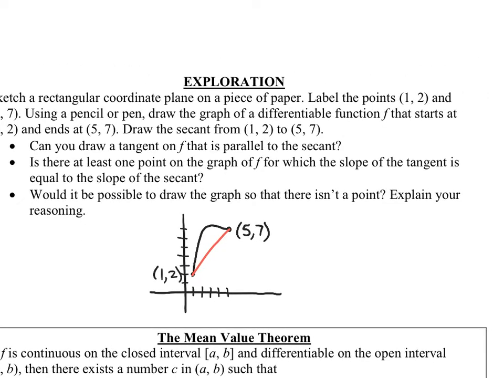And now here's what we want to find. We want to see, is there at least one point on your graph for which the slope of the tangent is equal to the slope of the secant? That means if the slope of the tangent equals the slope of the secant, what does that mean the tangent and the secant are? They're parallel. So in my case, I can draw one. It's going to be about right here, and that's going to be parallel to the secant.